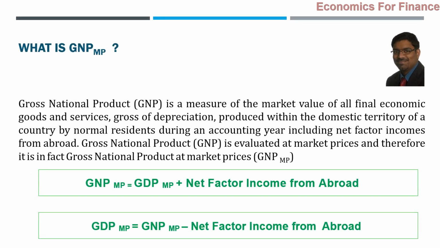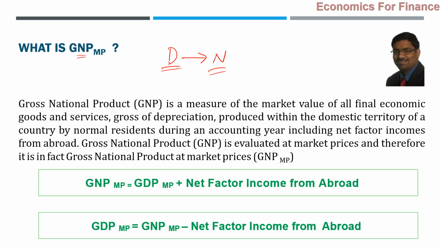Now let us continue with some more economic aggregates, which are measures of the economy. So from GDP, let us move on to GNP. Gross is the same, MP is the same. But what has changed is domestic has become national. So what is the difference between these two?